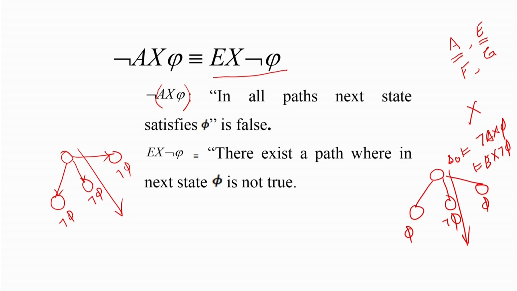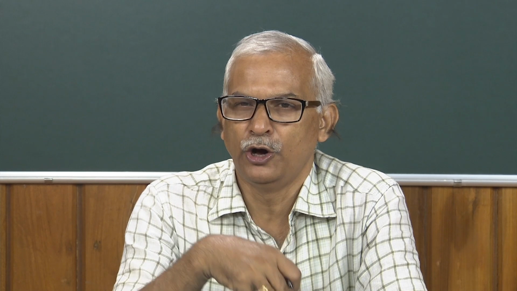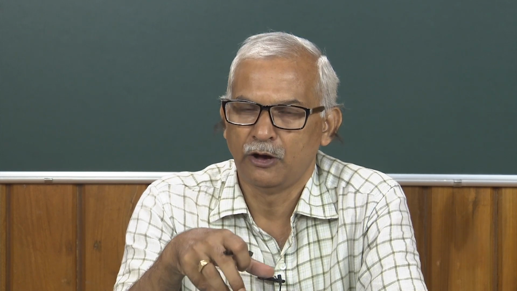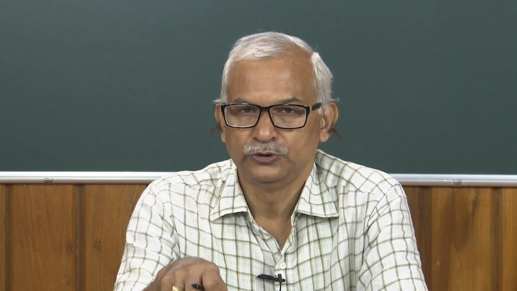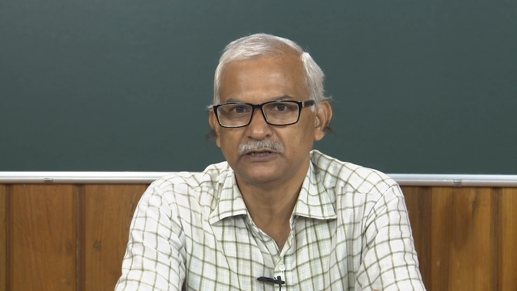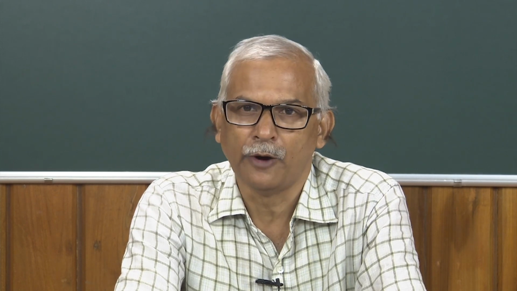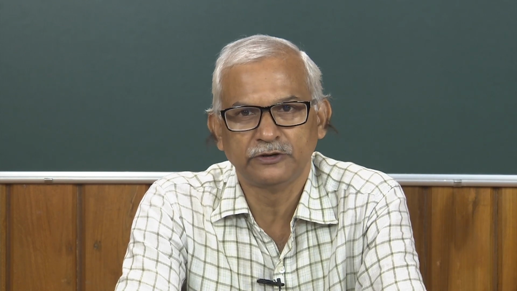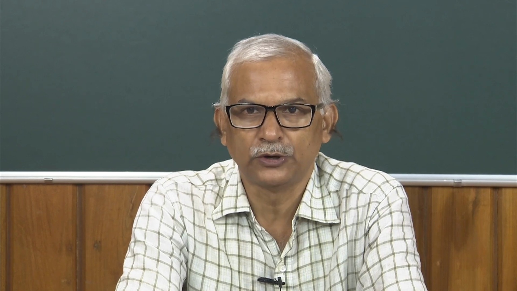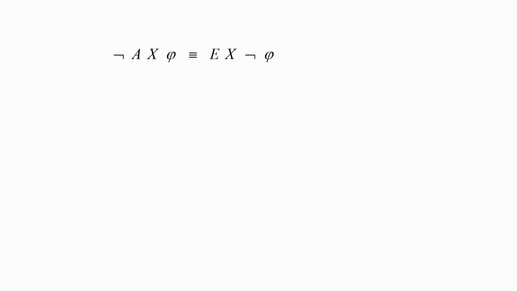So, again you see that we have a relationship between the all-path and there-exists-a-path quantifiers along with the temporal operator next state. Not of A X phi will be equivalent to there exists a path in the next state not of phi is true. So, these two formulas have the same truth values in any state of any model, either both are true or both are false. That is why I said these two formulas are also equivalent.